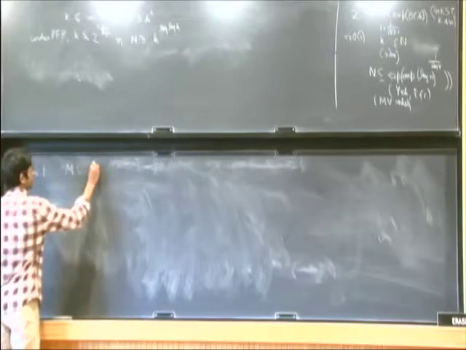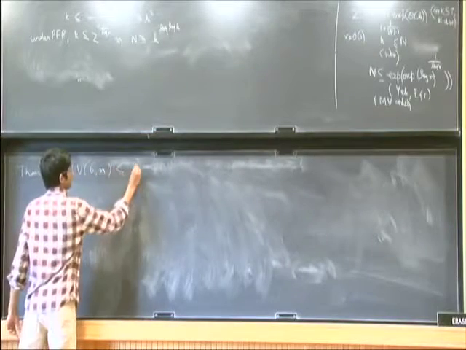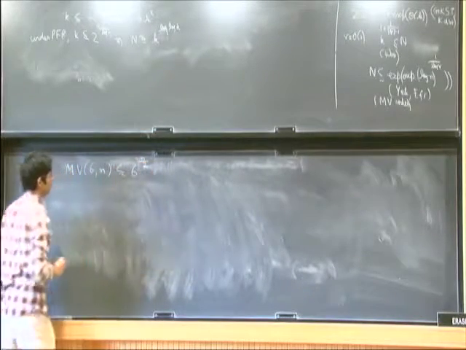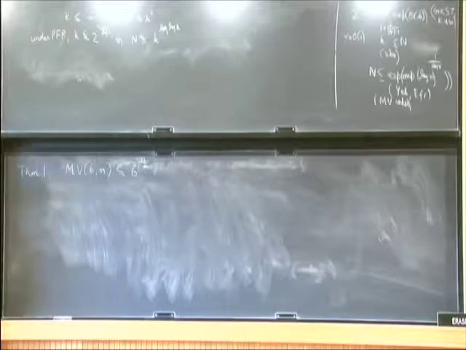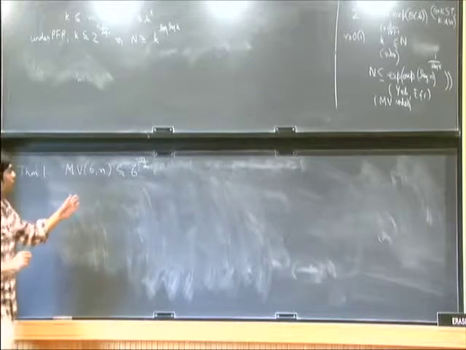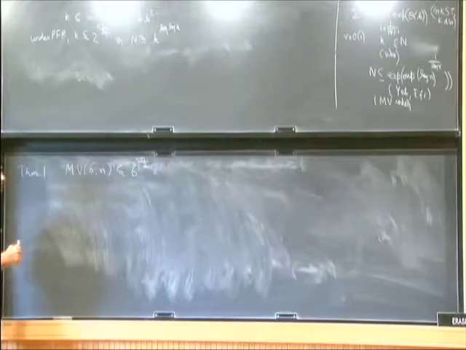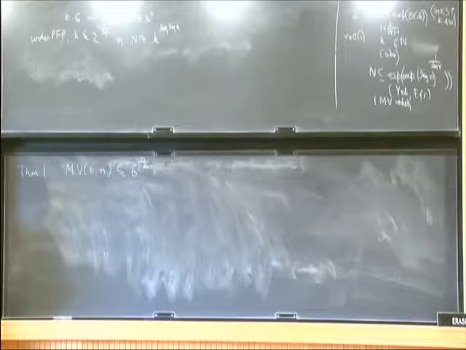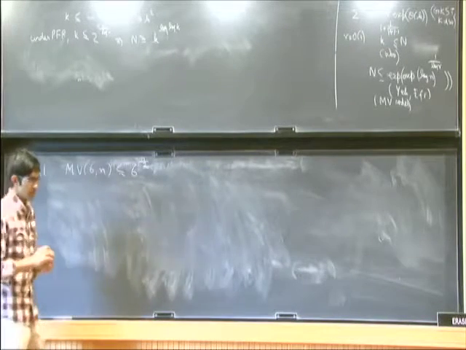So what are we trying to prove? We are trying to prove that you have an upper bound of 6 to the n by 2 for m equals 6. Okay, so let's look at the intuition first.